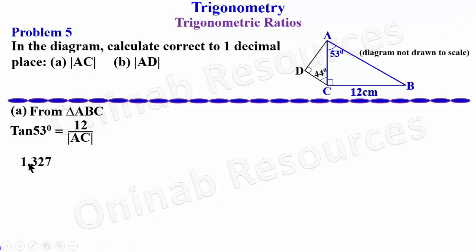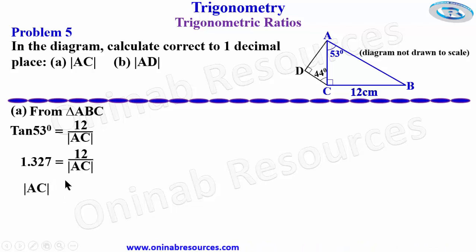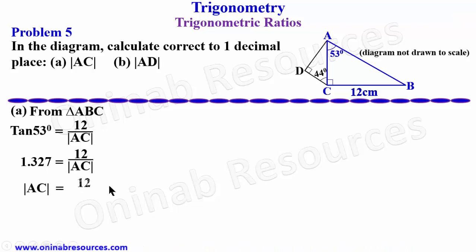That's giving us 1.327 as the value of tan 53 degrees, equal to 12 over AC. Making AC the subject of the relation, we have it as 12 over 1.327.